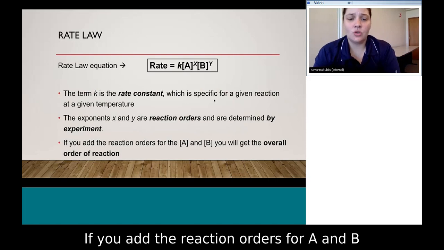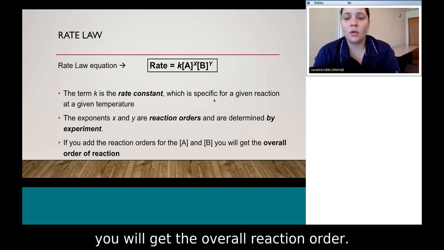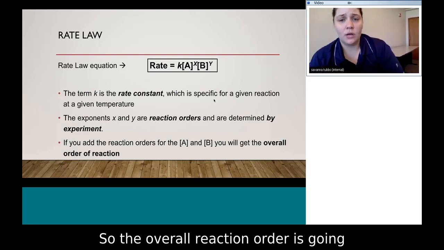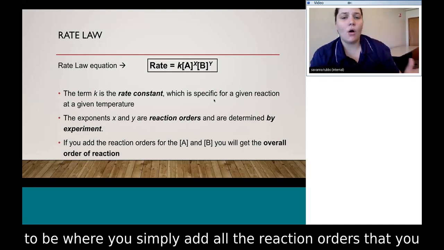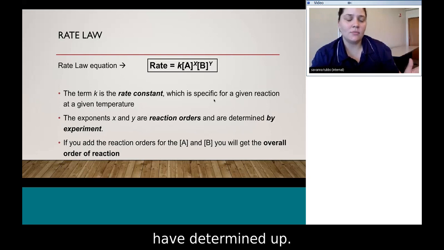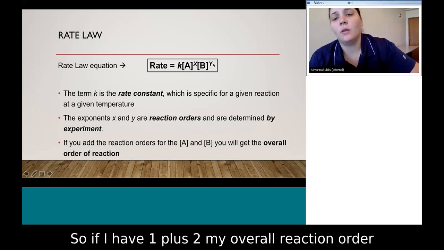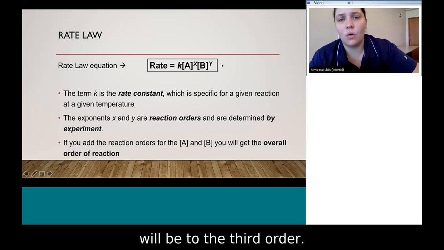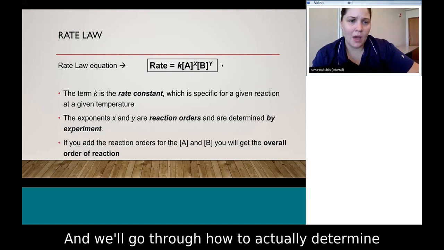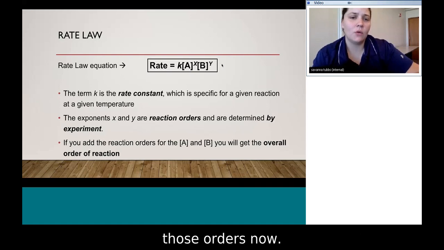If you add the reaction orders for A and B, you will get the overall reaction order. So the overall reaction order is where you simply add all the reaction orders that you have determined. So let's say that x is 1 and y is 2. If I have 1 plus 2, my overall reaction order will be third order. And we'll go through how to actually determine those orders now.